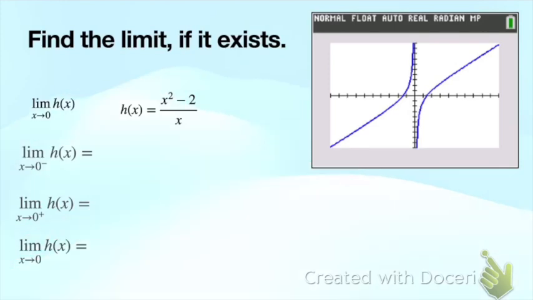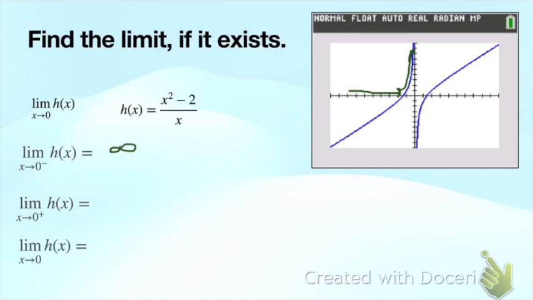The last one we have is, find the limit if it exists. So we have the limit as x approaches 0 of h of x. We're trying to see what happens as we get close to 0 for this function, h of x equals x squared minus 2 over x. The graph is there on the right. So we're going to approach 0 from the left. It says the limit as x approaches 0 from the left of h of x. We're coming in, and we're going to go up our curve right here. And as we get closer and closer to 0 from the left side, the negative side, we are going to positive infinity.